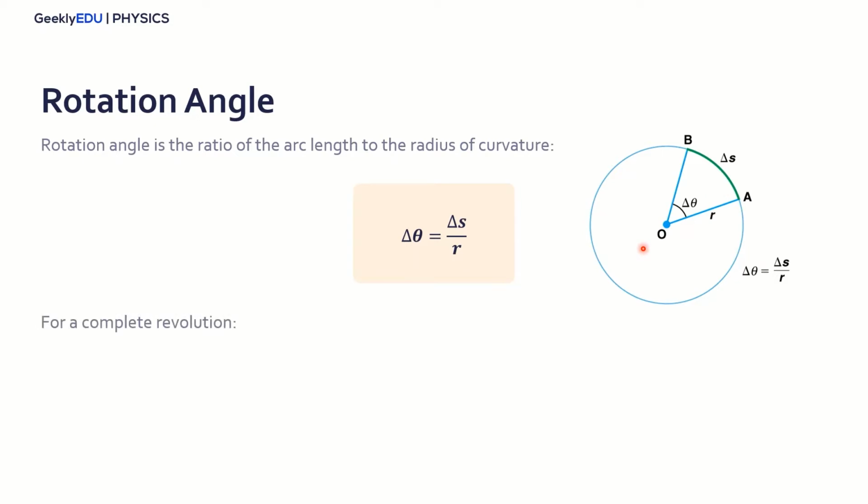And we know that for a complete revolution, this length is actually 2 pi times r, the radius. So the rotation angle would be 2 pi. And that's the concept of the radians. These are things that we use a lot when dealing with angles and circular motion. So 2 pi radians is actually 1 revolution. That's 360 degrees.